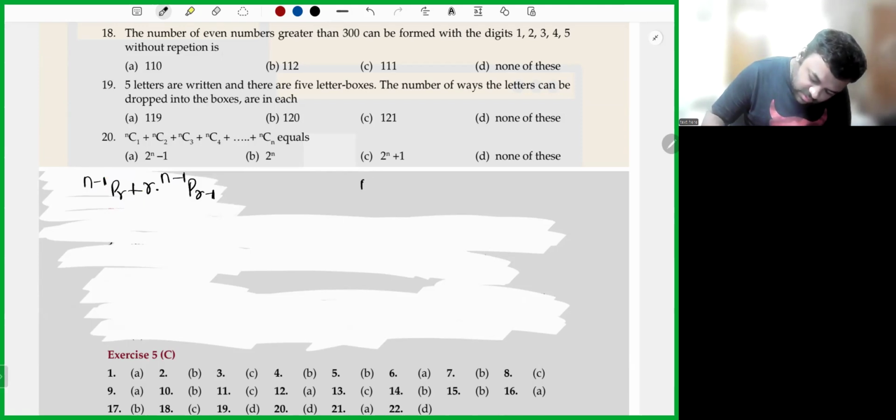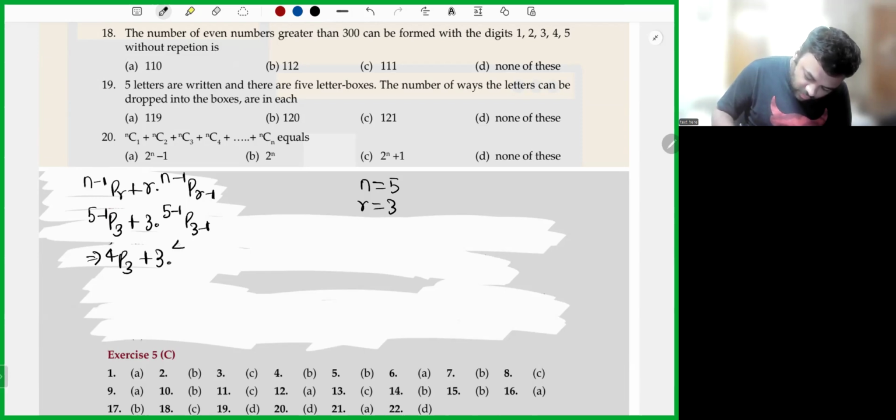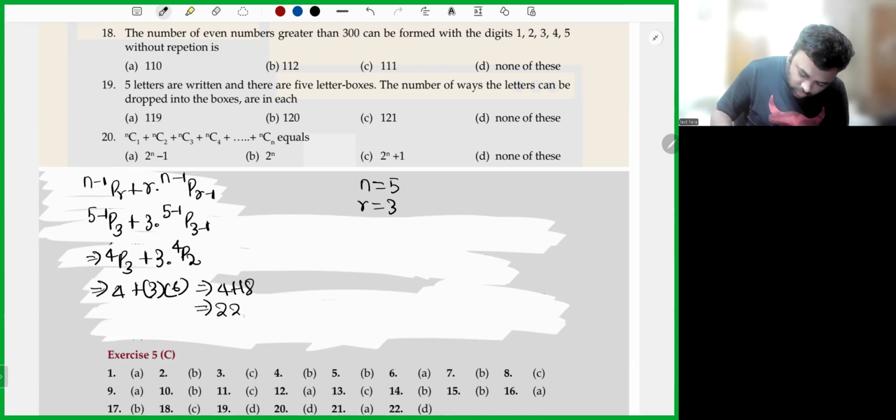Let us take N equals 5 and R equals 3. You can take any numbers. 5 minus 1 P3 plus 3 into 5 minus 1 P3 minus 1. So 4P3 plus 3 into 4P2. How much is 4P3? 4 plus 3 into 4P2. 4 into 3 divided by 2, which is 6. So 4 plus 18, which is equal to 22, right?